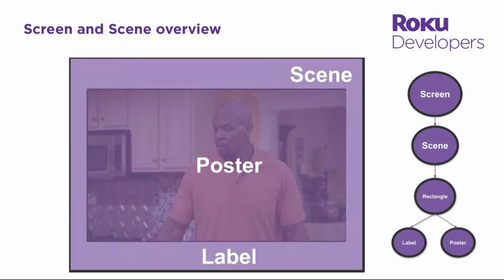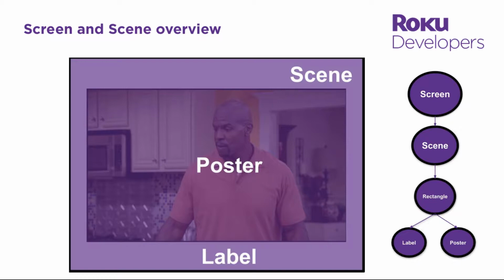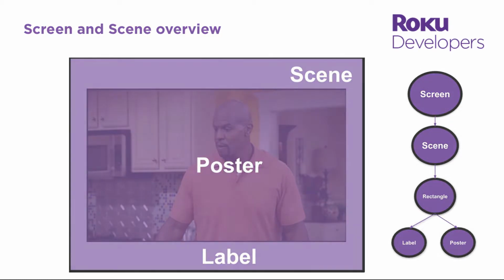The first thing we're going to do is create a screen and a scene. A screen is a canvas that displays the channel's scene. The scene functions as the root component in a SceneGraph channel. It contains all the SceneGraph components used to build the channel UI. Roku channels typically have a single main scene.